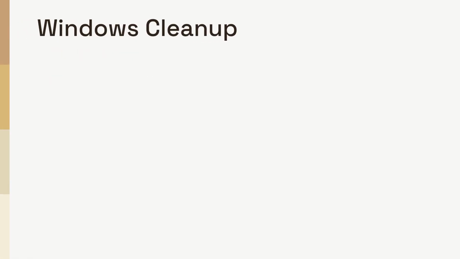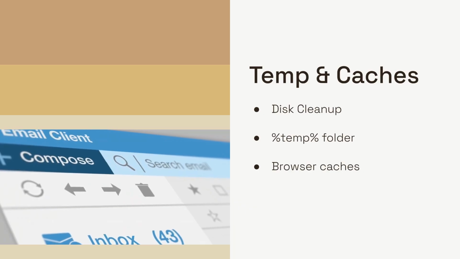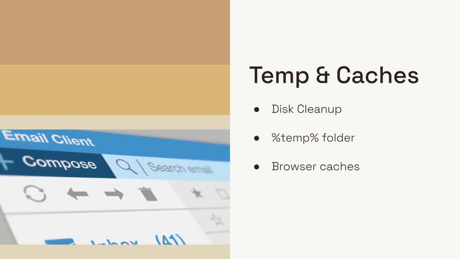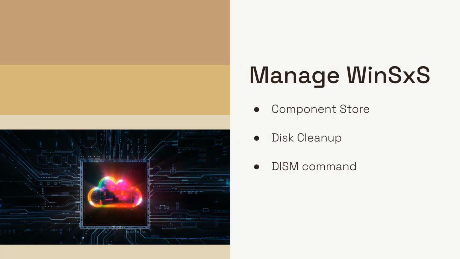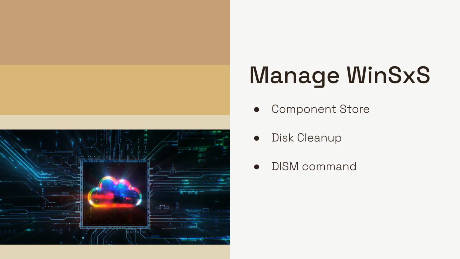Let's start with Windows, focusing on key areas that often consume a lot of space. First, use Disk Cleanup for system-generated temporary files. Then, manually clear the %temp% folder and your browser caches. The WinSxS folder can grow large. Use Disk Cleanup's "Clean up system files" or the DISM command to reduce its size safely.